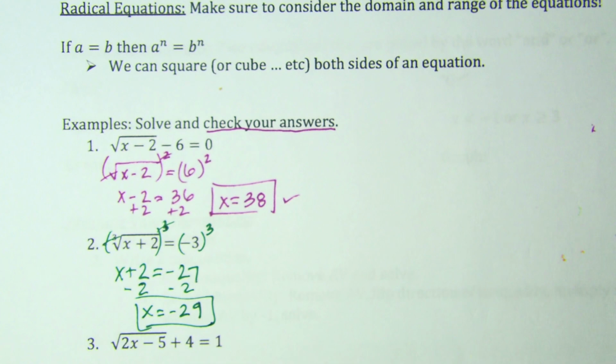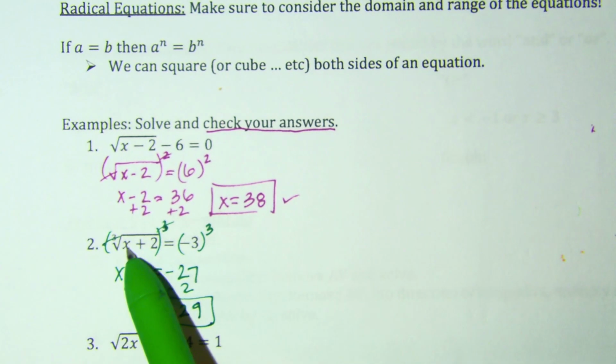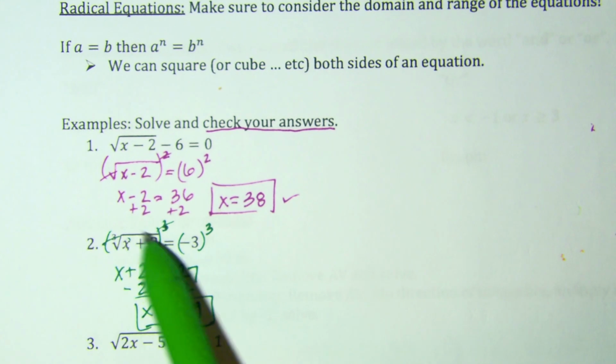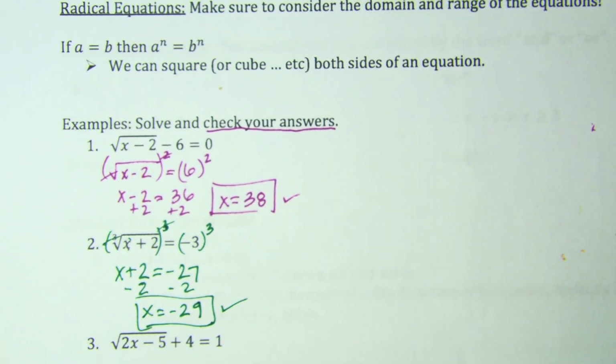And again, we want to check our answer. So plugging in -29. -29 plus 2 is -27. The cube root of -27 is -3. It does in fact work.